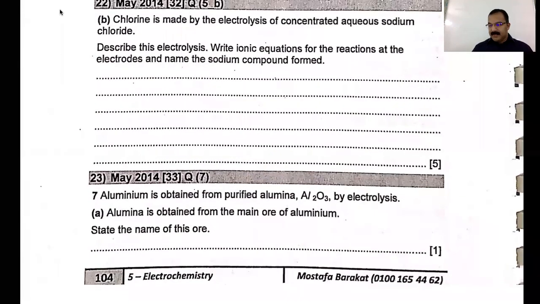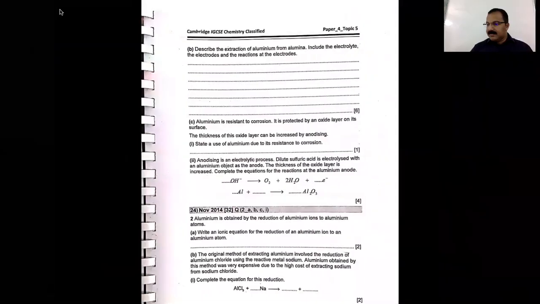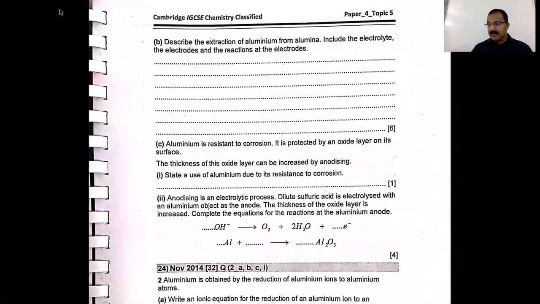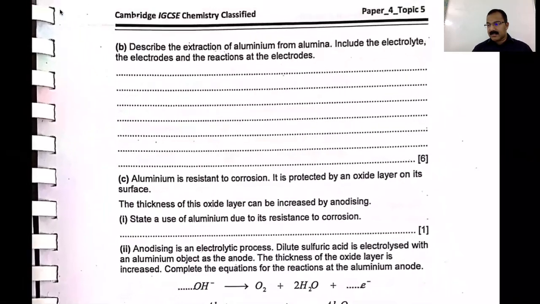Aluminum is obtained from purified alumina, Al2O3, by electrolysis. Alumina is obtained from the main ore of aluminum. State the name of its ore: bauxite. Describe the extraction of aluminum from alumina. Include the electrolyte, the electrodes, and the reactions at the electrodes. 6 marks.